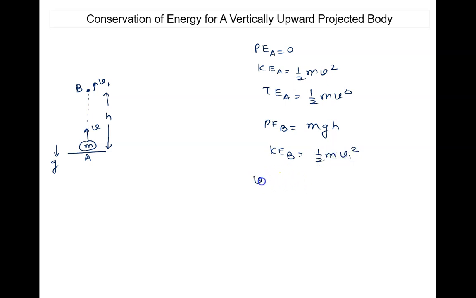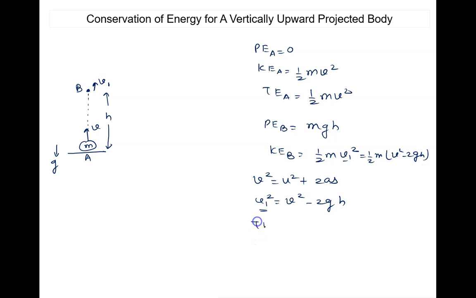Again we will use the third equation of motion, that is v square equal to u square plus 2as. So v1 square equal to u square, where the initial speed is v, so v square. Gravity is acting in the downward direction, so minus 2g into h. Put the value of v1 here, we will get half m into v square minus 2gh.